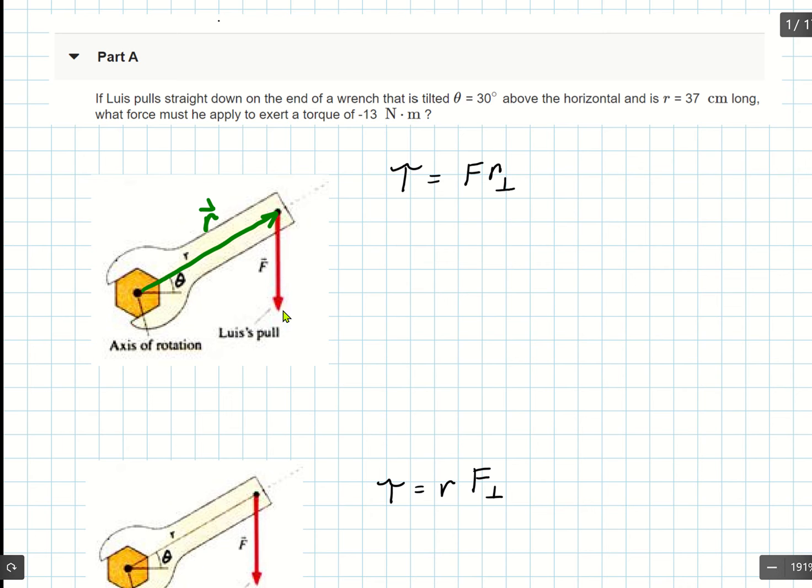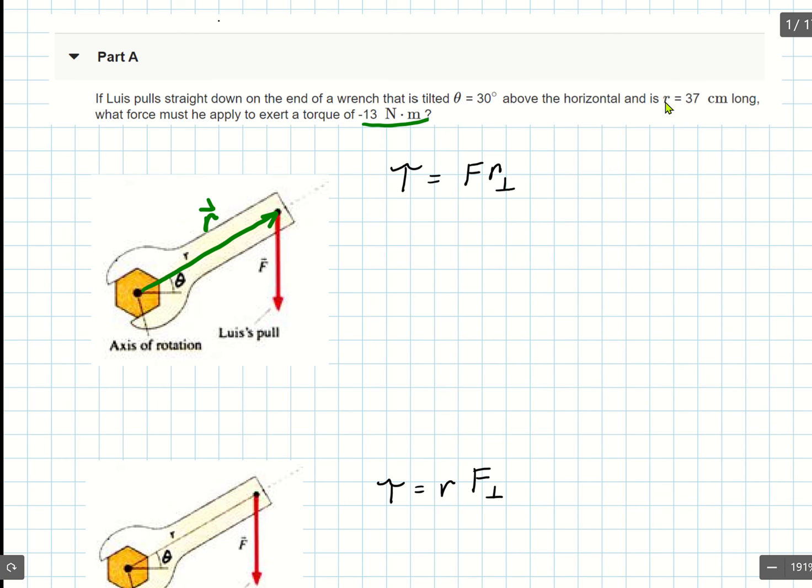And then our force vector is already shown here. So this is where Luis, it says he's pulling down on it. And we already know the torque is 13 Newton meters in the negative direction. And the question is what is Luis's force?